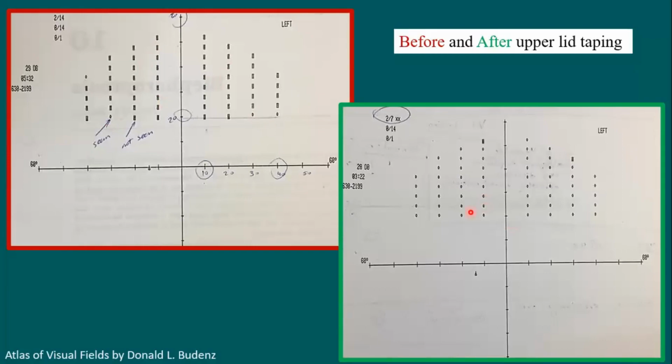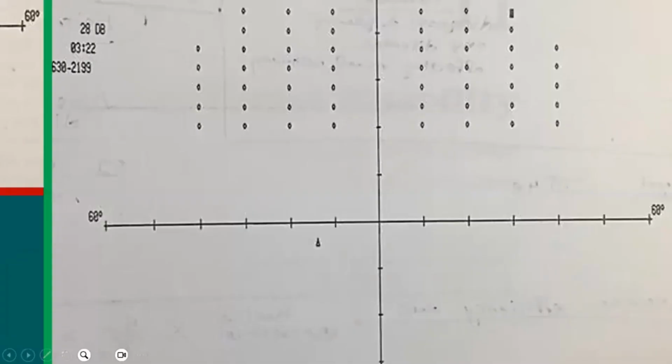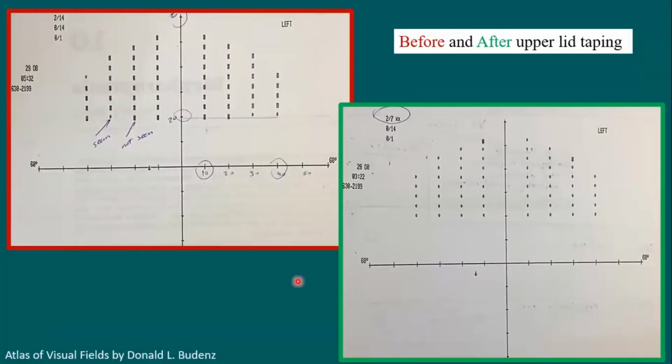And after taping, the solid rectangles become like circles. I will enlarge it here. They become like an open center. So this shows that correction of ptosis is important because it will improve the visual field. Why did I bring this visual field? To show that one of the indications of ptosis surgery is to improve the superior visual field. So now you can add this indication.